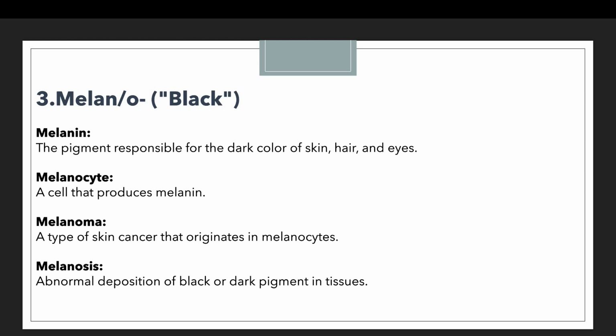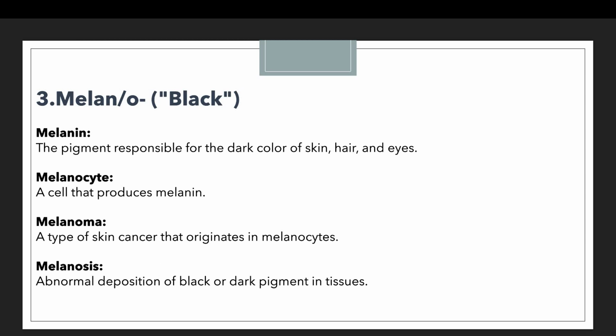For example, melanin. Now what is melanin? It is a pigment that is responsible for the dark color of skin, hair and eyes. So whenever we see any dark color in the body, whether it is skin, hair or eyes, it is because of the pigment which is responsible for this black color. Okay, and that pigment is known as melanin. So again, this is related to black, that's why we are using melan.